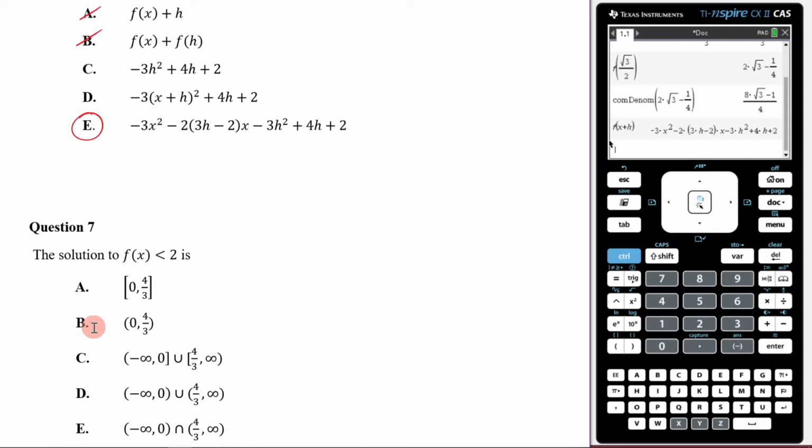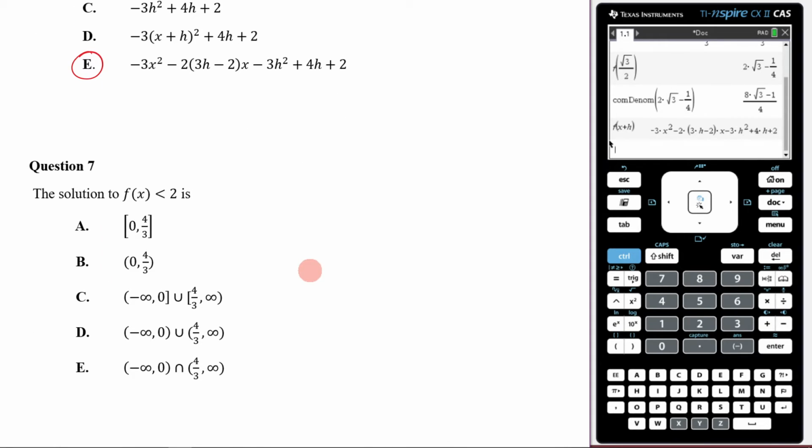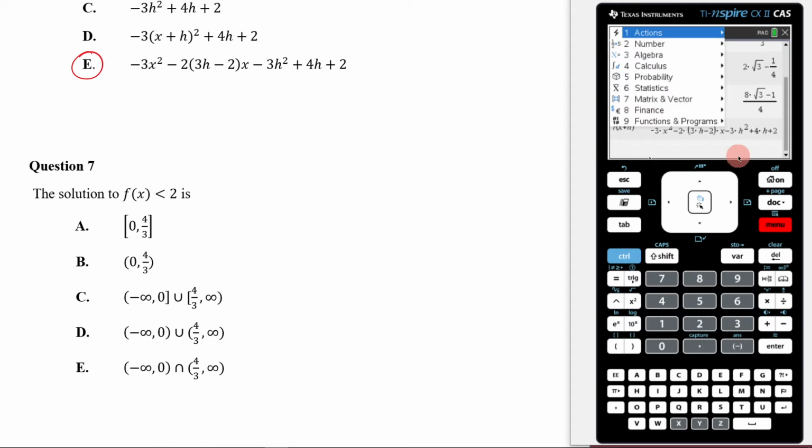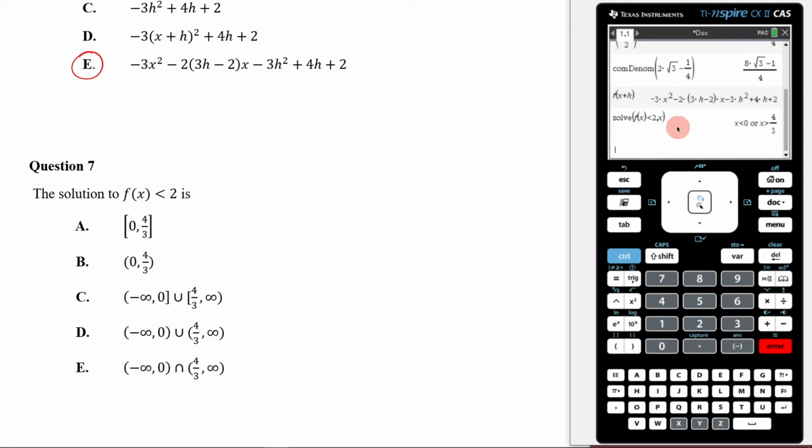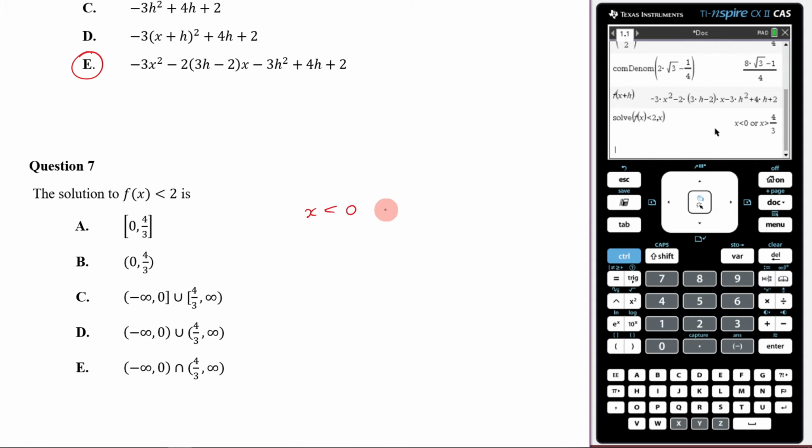And then finally here for question 7, it says the solution to this where this is less than 2. For this one, we're going to use the solve function of our CAS. So menu, algebra, solve. We're going to go f of x, and then we have to use the inequality sign. So control this is less than 2 comma x, because we want to solve it for the x values. And now you can see that it's telling me that x is less than 0 or x is greater than 4 on 3. So you need to be able to change this notation into this notation here.